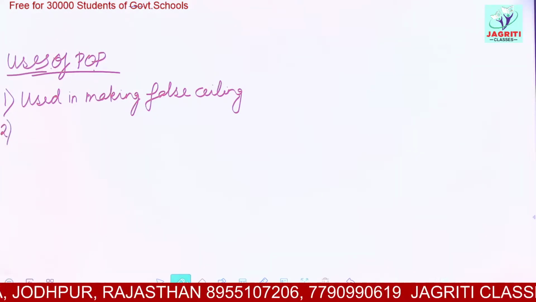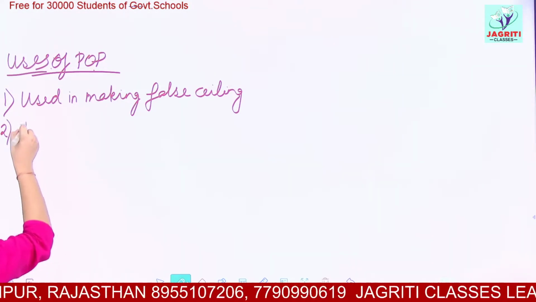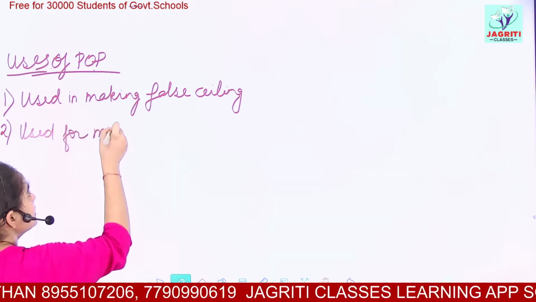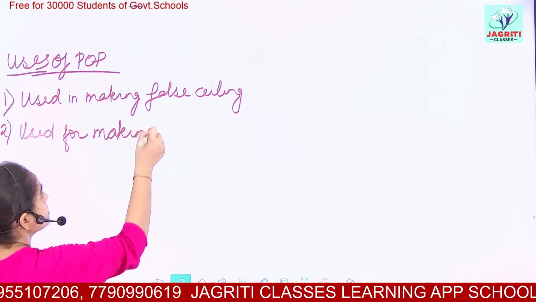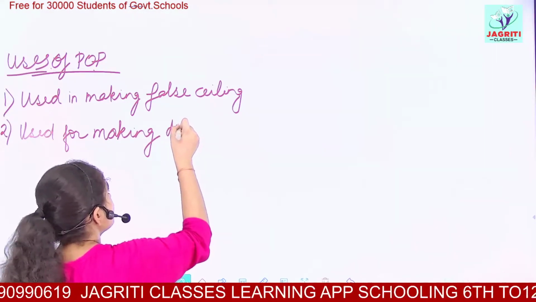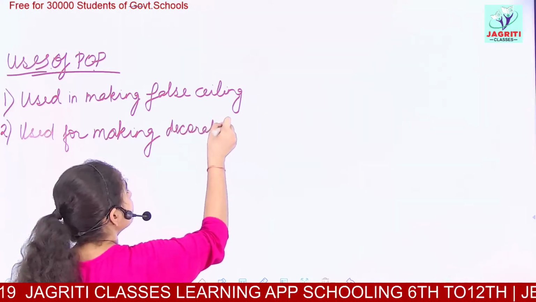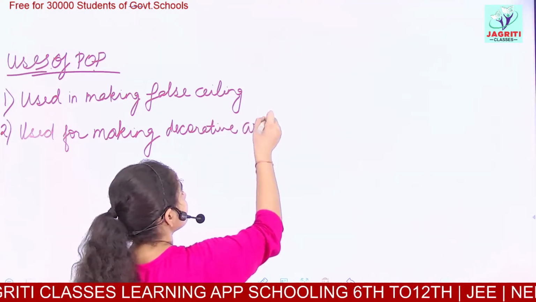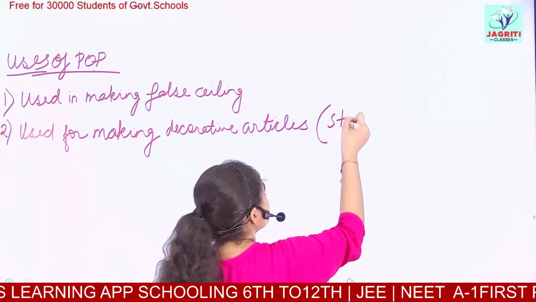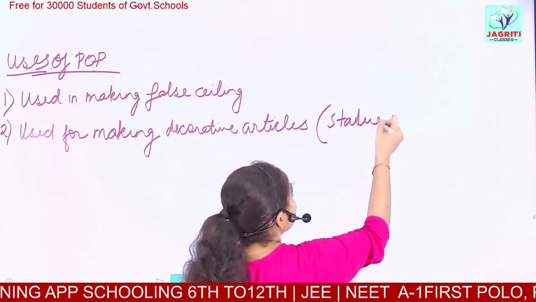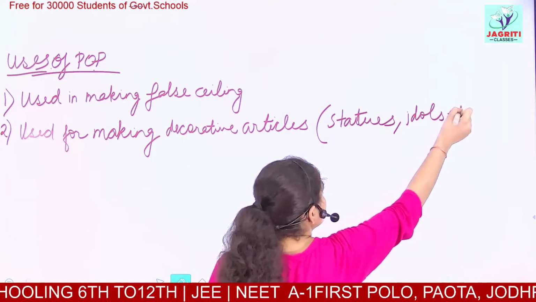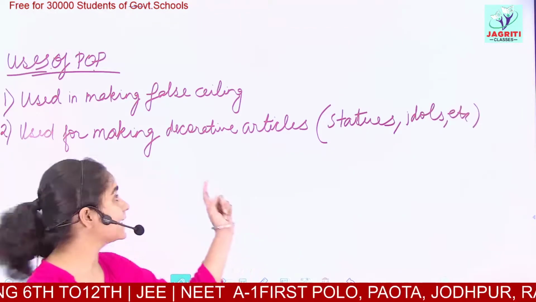Then the second use, what is the second use? It is used for making statues and idols, or you can say decorative articles. It is used in making decorative articles, such as statues and different idols. So this is its second use.